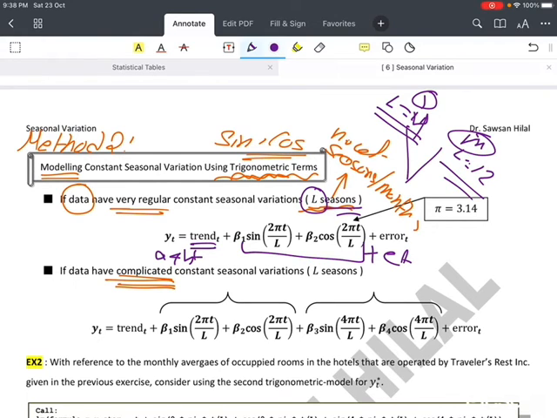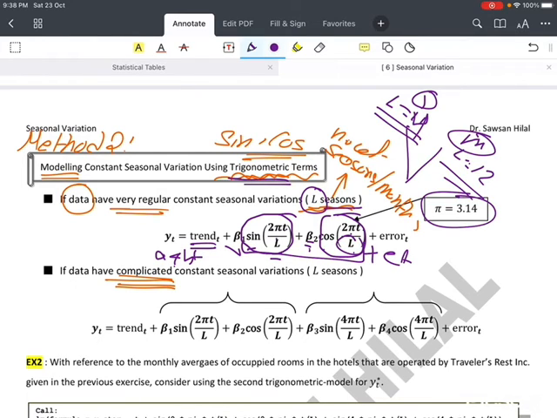What is the seasonal variation, or what is the formula of the trigonometric terms? You write beta 1, then you will write this all. Beta 2, then you will write this. So beta 1 sine 2 pi t over L, where pi is 3.14, plus beta 2 cosine 2 pi t over L.